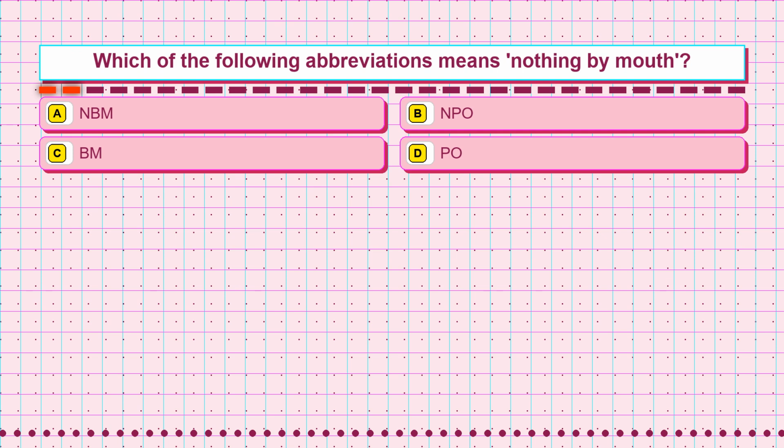Question 31. Which of the following abbreviations means nothing by mouth? Option A, NBM. Option B, NPO. Option C, BM. Option D, PA.